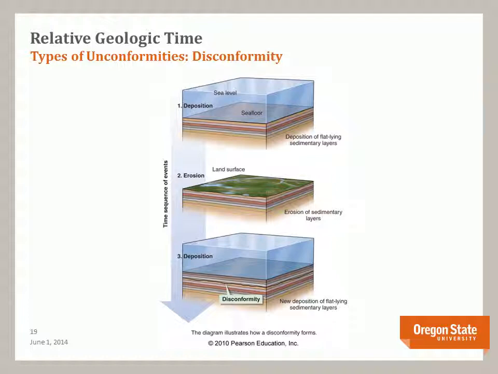The next type of unconformity is called a disconformity. Once again, time going in this direction. We have sedimentary layers that are flat-lying, deposited below sea level. Some of the layers are eroded when it's brought to the land surface. With a new rise in sea level, erosion has occurred, so there's this irregular surface.